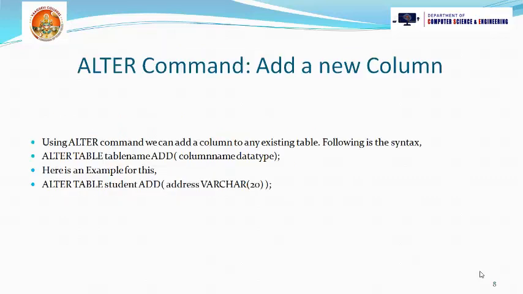The first option is alter with add. It is used to add a column to an already existing table. Here we have the syntax: alter table, table name, add, and within parentheses we have to declare the attribute that is to be added to the table. Here we have an example. We are adding the address attribute to the student table by using the alter with add option.